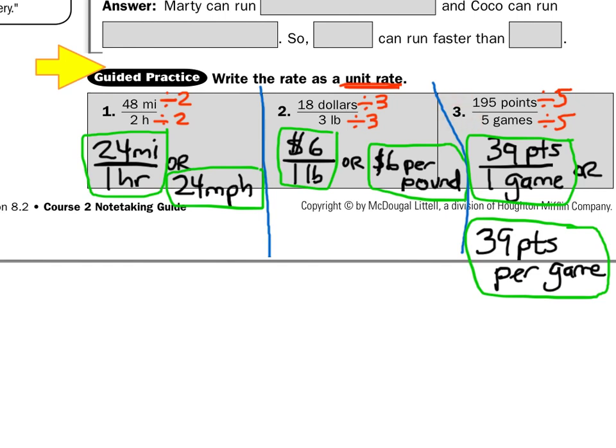Okay, take a look at number 3. It would be 195 points over 5 games. Well, look at the denominator, the 5, and that's the one we want to divide by. So divide both the denominator and the numerator by 5, and that would give us 39 points over 1 game, or another way to say it is 39 points per game.